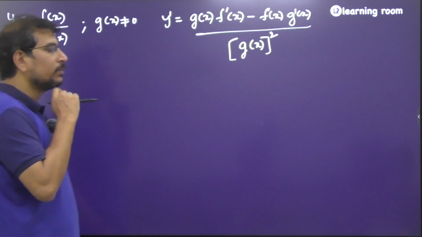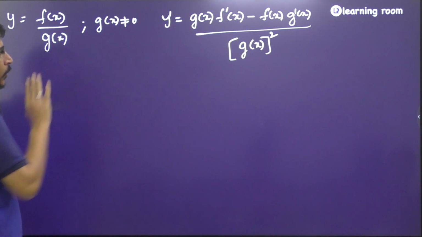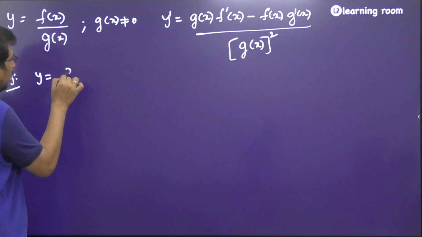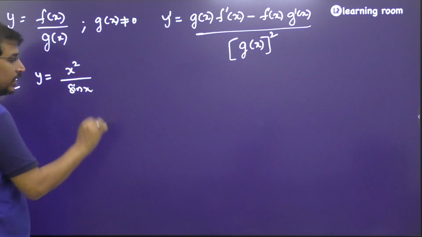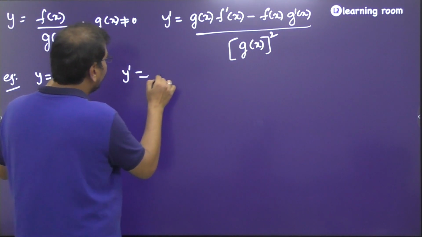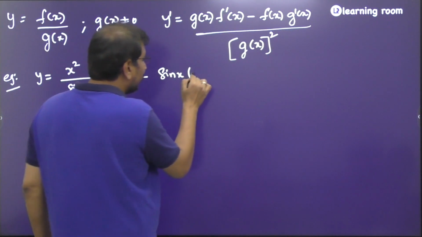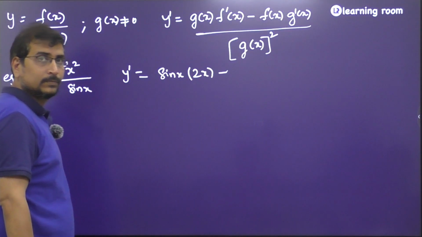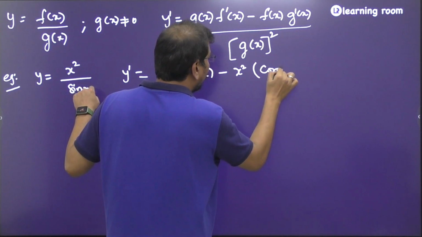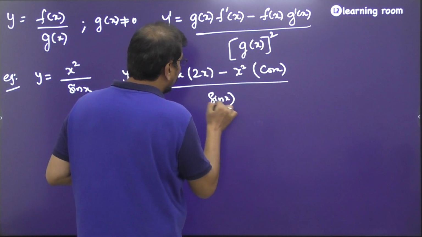Okay. For that, you need to know the concept of domain, which you learn in relations and functions in your mathematics. As of now, you have this in your mind. So if I take an example, y is equal to x square divided by sin x. Okay. What is y dash? Y dash is sin x into derivative of x square, which is going to be 2x minus x square into derivative of sin x, which is going to be cos x, the whole divided by sin x, the whole square.